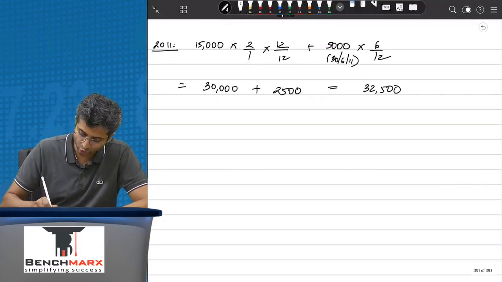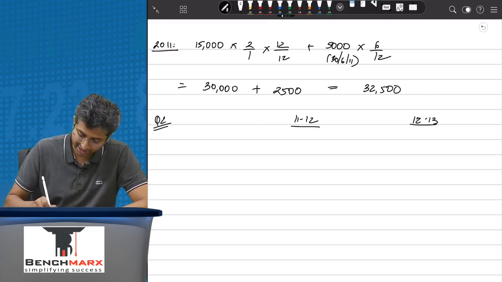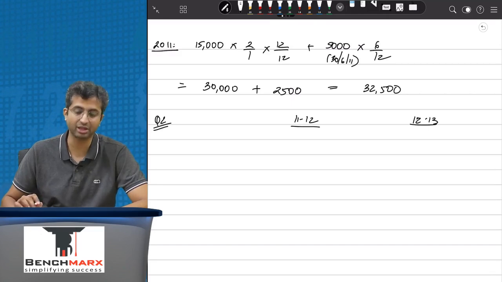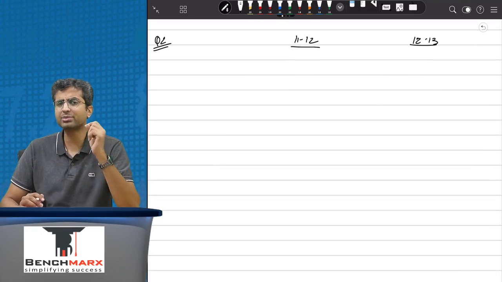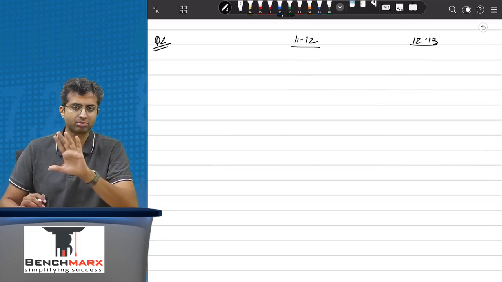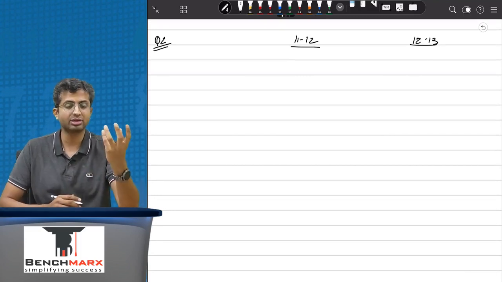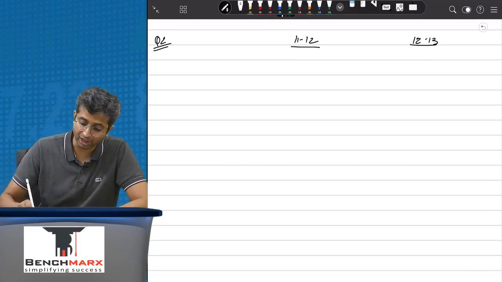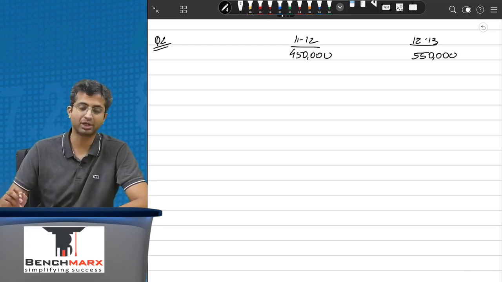So over here, if you go to question number 2, in which case you have 11-12 and you have 12-13. We are first trying to find the basic EPS, for which we'll have to find the weights. Basic EPS is earnings per equity share. So preference shares will not come in the denominator, equity shares will. And hence the profit that you should have is a profit after deducting preference dividend. So this 4,50,000 or this 5,50,000 as the case may be is a profit after deducting preference dividend.